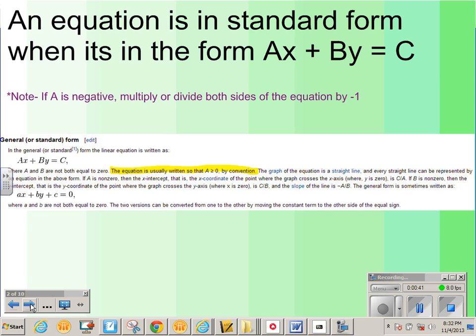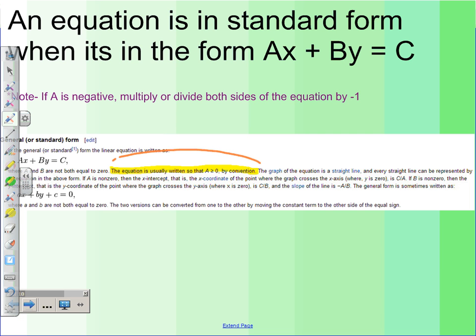On a side note, if you have changed the equation from slope-intercept to standard and your a term is negative, or not greater than 0, as it reads here in this text, then we are going to multiply by -1, or you can divide both sides by -1 to make sure that the a is in fact greater than 0. I'll show you how to do that. We'll have an example of that in just a little bit.